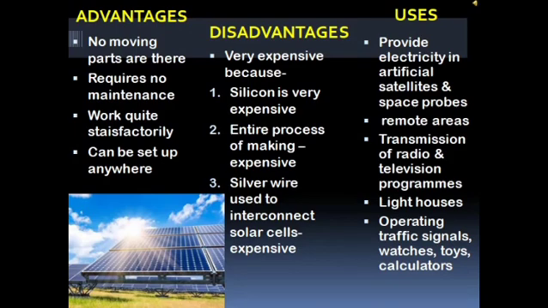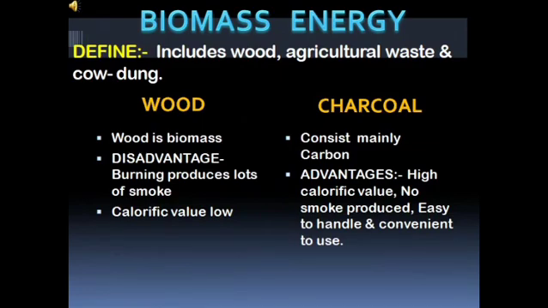Then we have it operate traffic signals, watches, calculators and toys. So this is all about solar cells. Now let's move forward. Next we have biomass energy, which includes wood, agricultural wastes and cow dung.